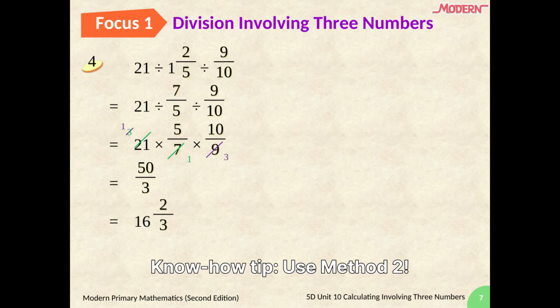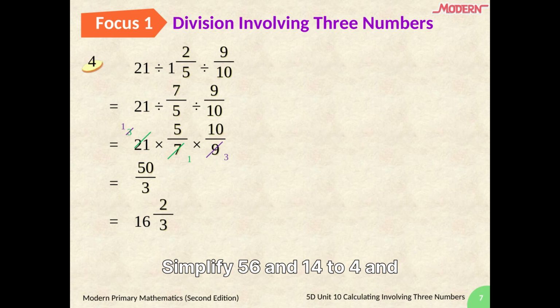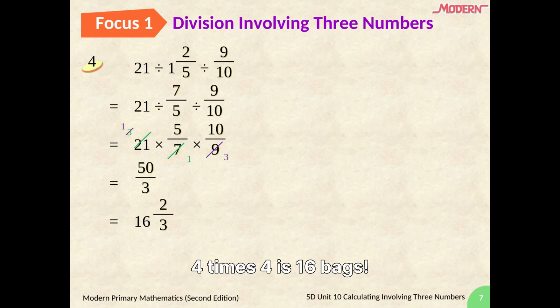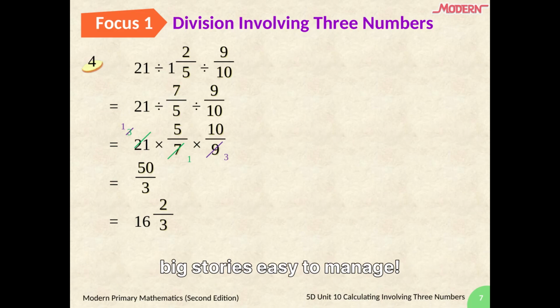Know-how tip: use method 2. Convert to 56/5 times 1/14 times 20 over 1. Simplify 56 and 14 to 4 and 1, and 20 and 5 to 4 and 1. 4 times 4 is 16 bags. Altogether, 16 bags can be filled. Breaking it down this way makes even big stories easy to manage.